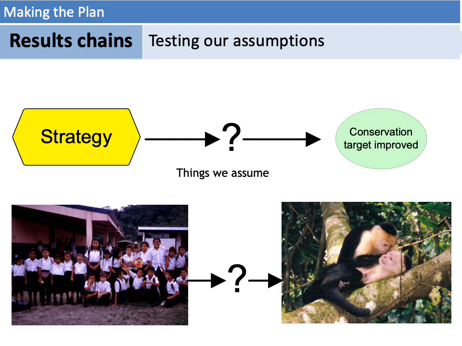Results chains really help test our assumptions. If we have a strategy around education, what are the things we're assuming that mean undertaking the educational program will lead to improved outcomes for a particular species, for example?